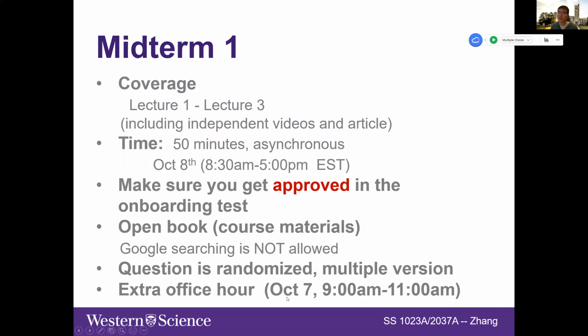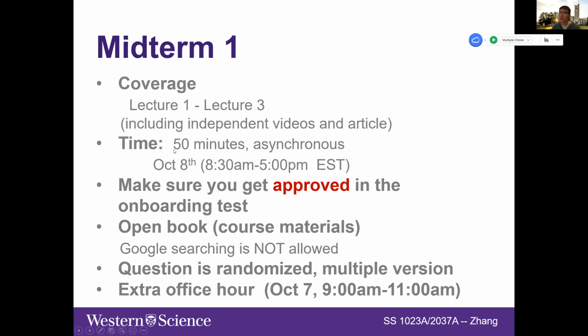Since next week we're going to have the midterm, I offer an extra office hour on October 7th. It will be in the morning in a sense that we have students from other time zones. So I put it in the morning this time, and probably it will work better for some students.